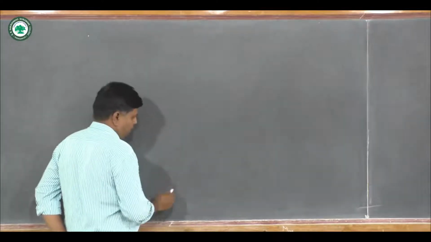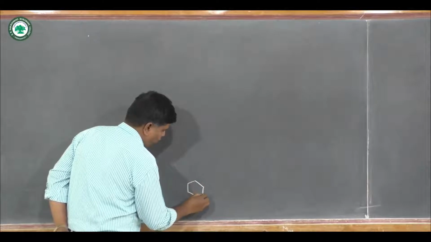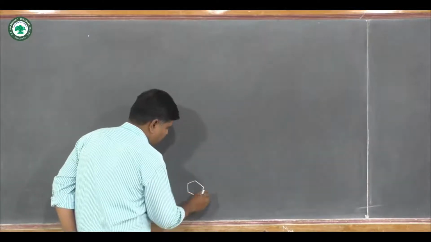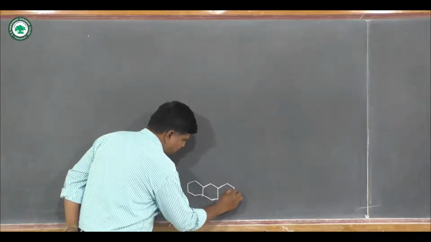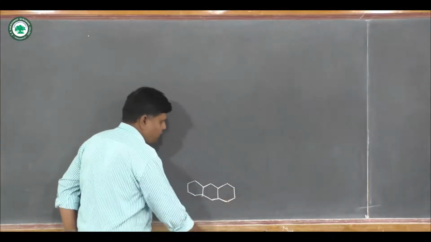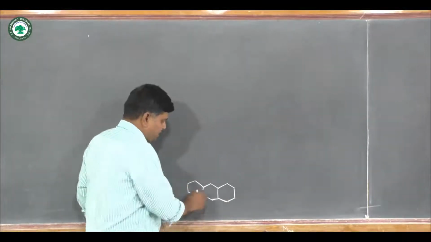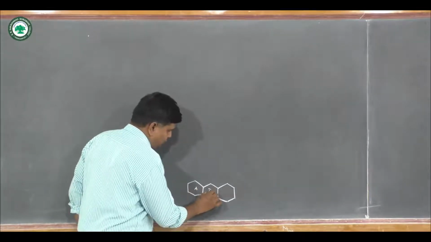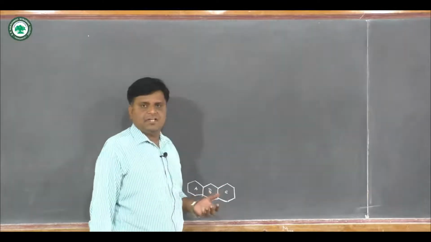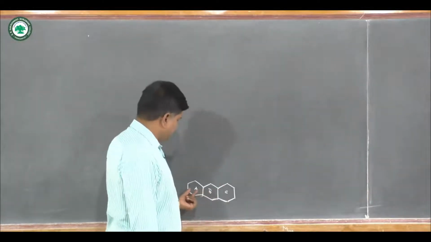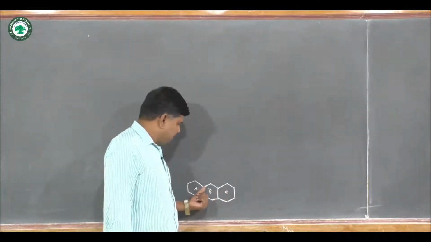suppose we take here one structure of perhydrophenanthrene. So this is the simple planar structure of perhydrophenanthrene, and that structure contains, suppose, these 3 rings which are in contact with each other. At that time, suppose we say here A ring is fused with B in this fashion.